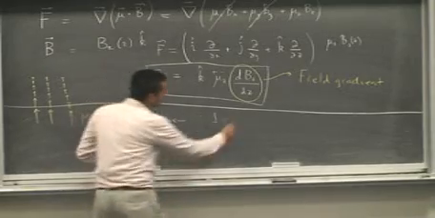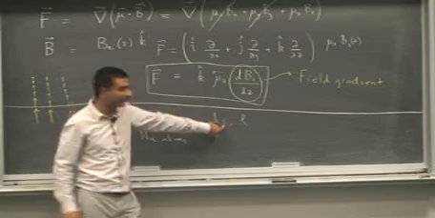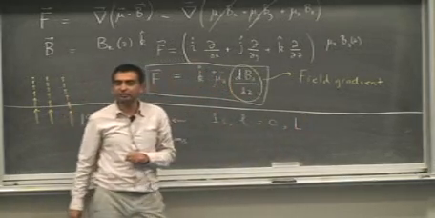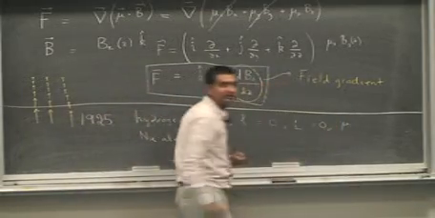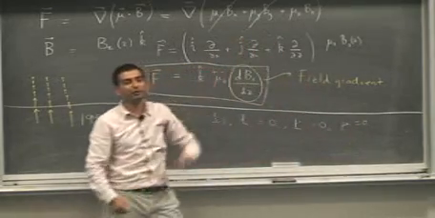And what is the angular momentum, small l, for the s orbital? 0. What is the magnitude of the angular momentum? 0. What should be the magnetic moment? 0. Therefore no splitting should be observed.